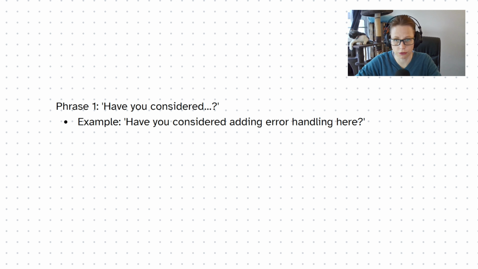So let's have a look at the first phrase. When we use the phrase, "Have you considered?" you are asking the person if they have thought of an alternative to this. It allows for an open and clear discussion to happen. And if the person says, "Yes, I have considered X, Y, and Z, the reason why I didn't do it is A, B, and C," then it also allows you to get an understanding of their thought process and why they did it in a specific way. A simple way of doing this is, "Have you considered adding error handling?"